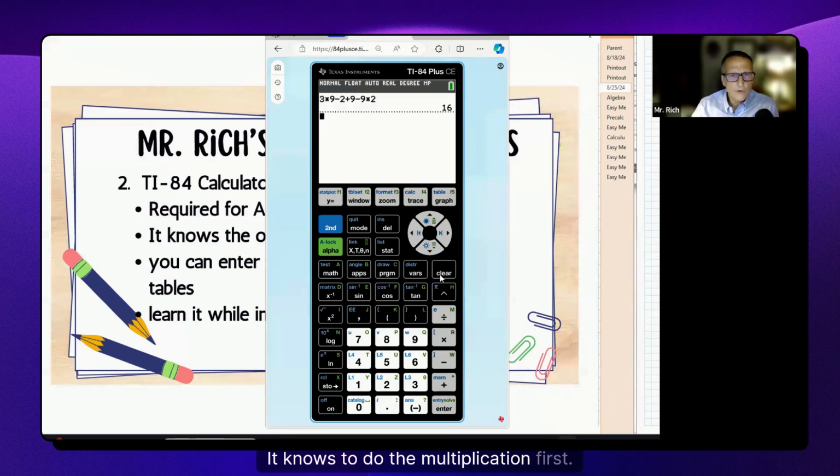I can be assured that that 16 is following the order of operations. It knows to do the multiplication first, right? It's going to do the 3 times 9 is 27, and the 9 times 2 is 18, and it'll do the addition and subtraction from left to right. So that's one of the great things there.